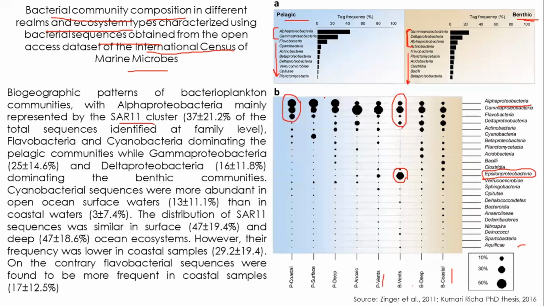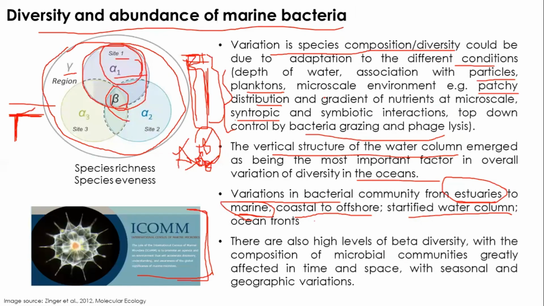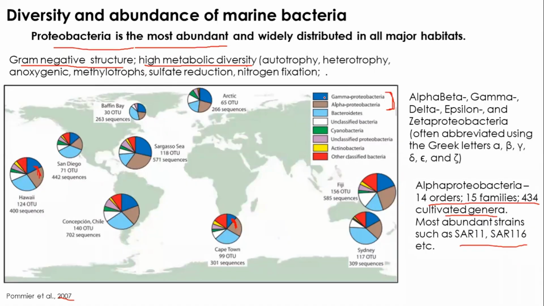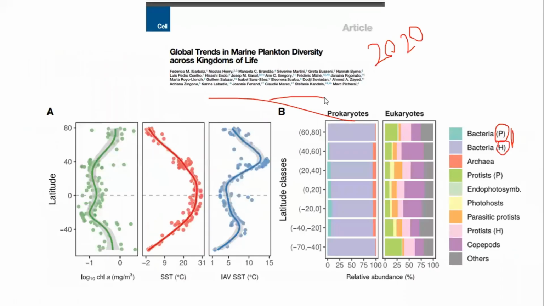Now that we have seen that bacteria have a high alpha and beta diversity, and of course globally a huge biodiversity, mostly dominated by gram negative bacteria, in particular proteobacteria, and that also alpha proteobacteria. I have given you the detail that if you are working with marine microbes, you will get alpha proteobacteria in higher numbers in the marine environment.